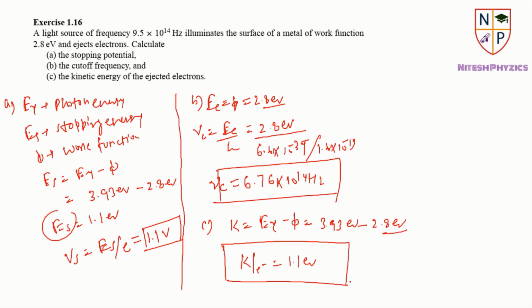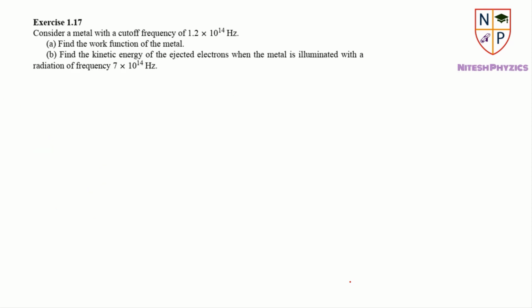Okay, now moving to our next question. Exercise 1.17. Consider a metal with cutoff frequency 1.2 into 10 power 14 hertz. Find the work function of metal. Find the kinetic energy of ejected electron when the metal is illuminated with a radiation of frequency 7 into 10 power 14 hertz. Okay. Now let's calculate work function of metal.